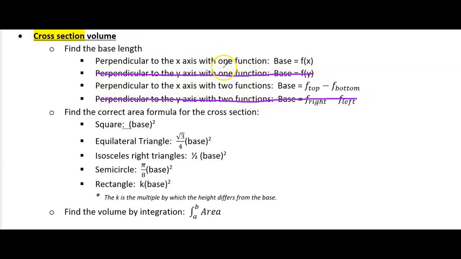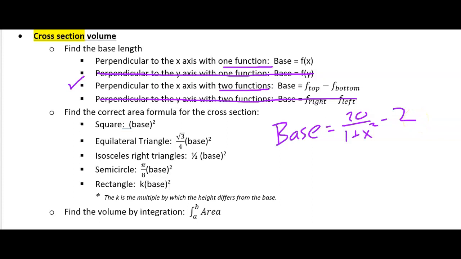So now I have to ask myself, is it one function or is it two functions? Well, on this problem, it was two functions. It was bounded above by 20 over 1 plus x squared and below by the function y equals 2. So we're going to be using this format here to find our base. So the base of the problem that we're working with right now is going to be the function above minus the function below. And there's my base.